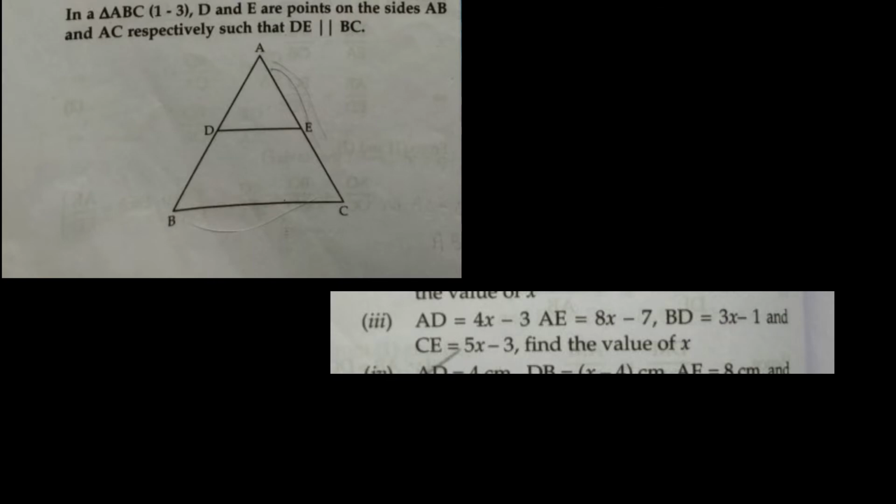Let us do one more question. It is given that AD is equal to 4x minus 3, AE is equal to 8x minus 7, BD is equal to 3x minus 1, and CE is equal to 5x minus 3. Find the value of x.